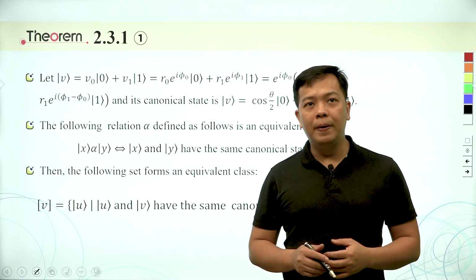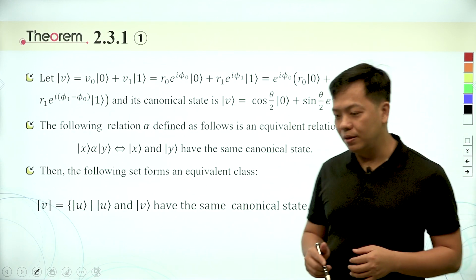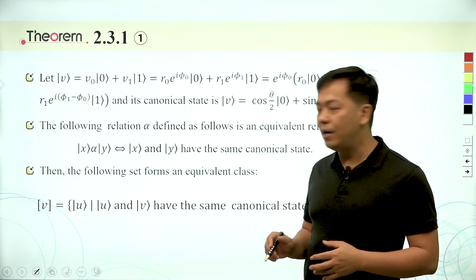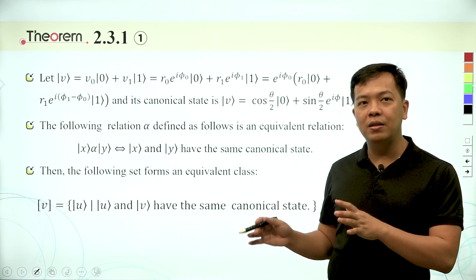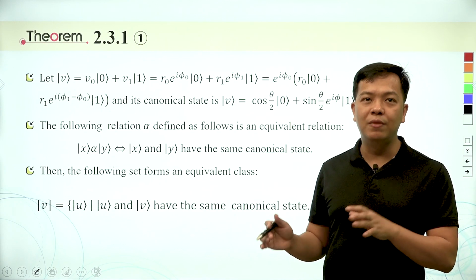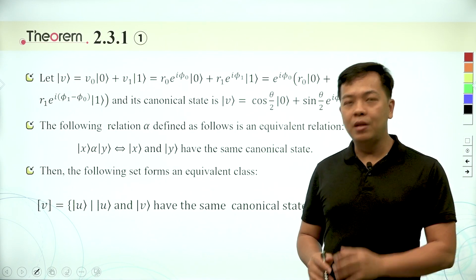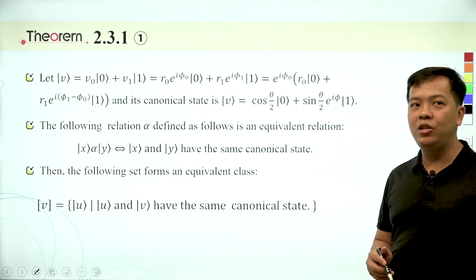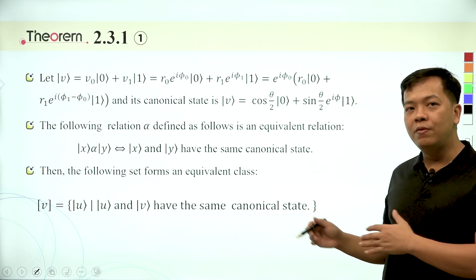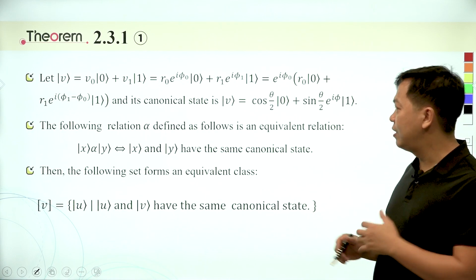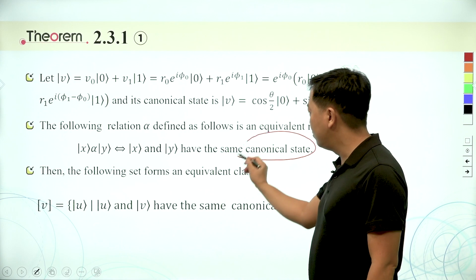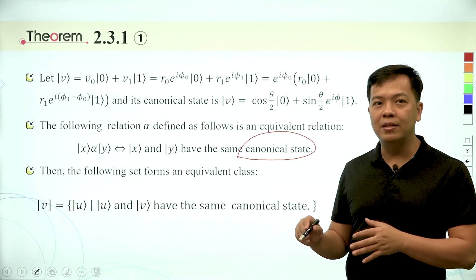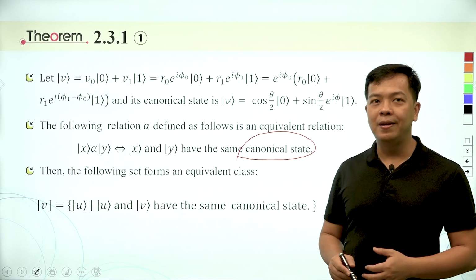Now we have two vectors. This is very important. How can we know two vectors have the same class, or that two vectors are in the same state? In quantum computing there is one condition: if the two vectors have the same canonical state, then they have the same equivalence class.